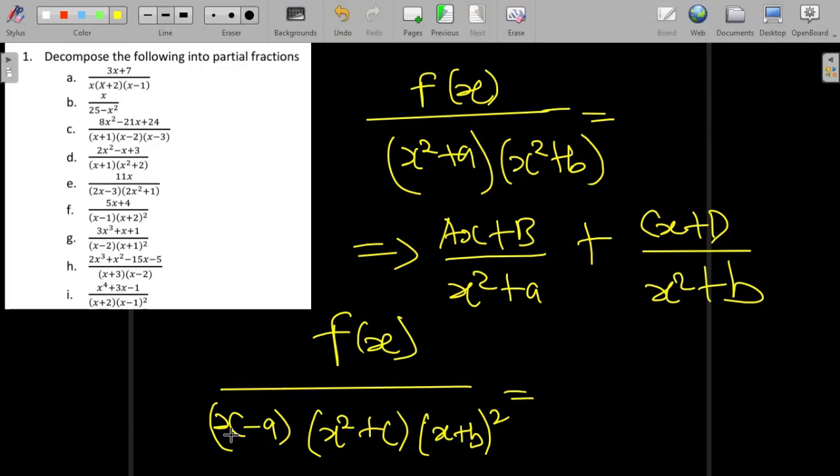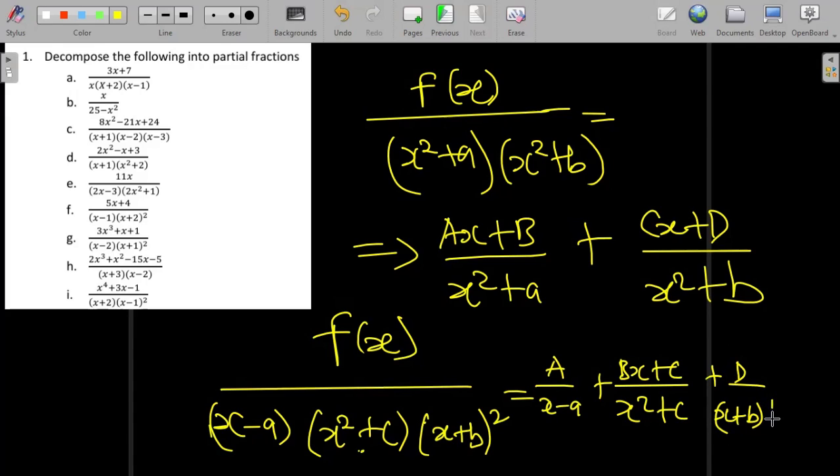So how are we going to handle this? This one is just going to go with the a, plus this one, since it's quadratic and unfactorizable, it will be bx plus c over x squared plus c. The letters here, you can choose any. And then this one, which is repeating, we're going to say d over x plus b to the power 1, and then plus e over x plus b squared.